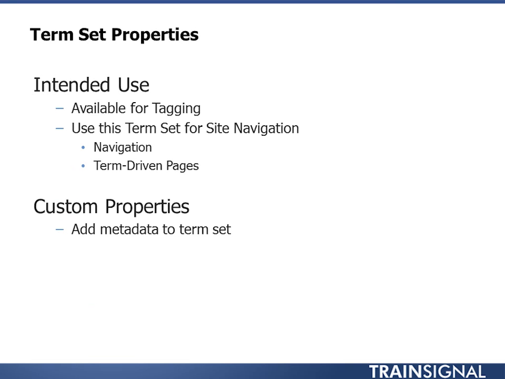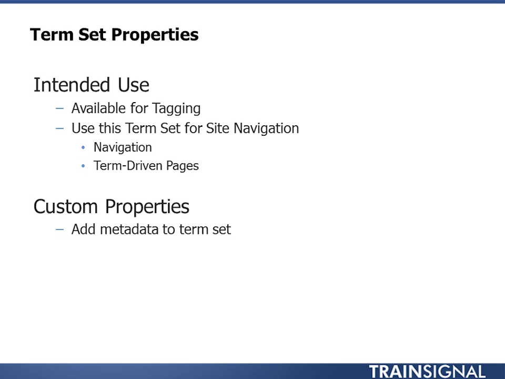Now, you're also going to notice at the term set level that we can add in some custom properties, which will allow us to add metadata to the term set. But we also get to specify a couple of cool little features on intended use. One thing is whether or not it's going to be available for tagging, whether or not it's going to be available for our users to be able to actually set those terms as metadata for items.